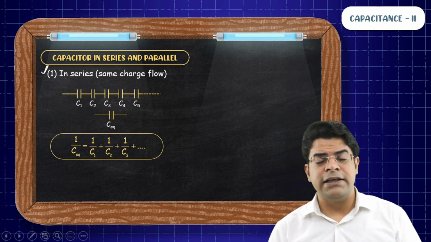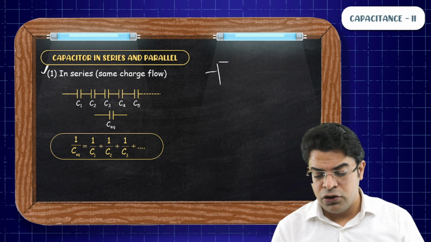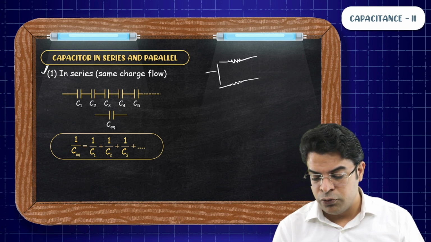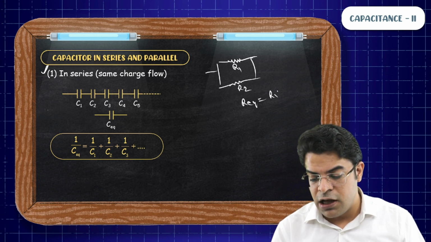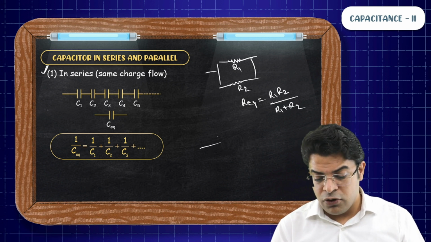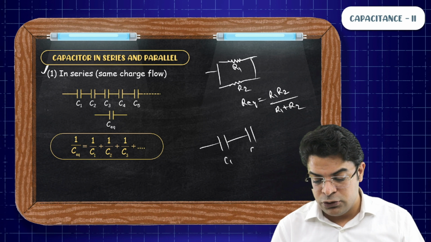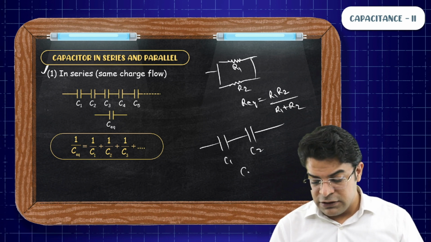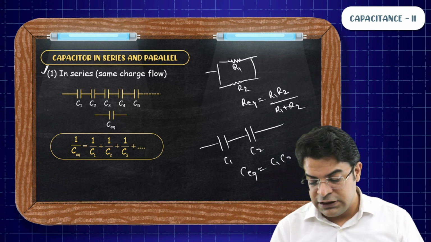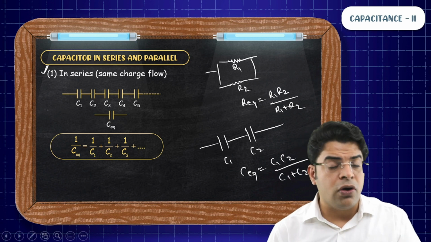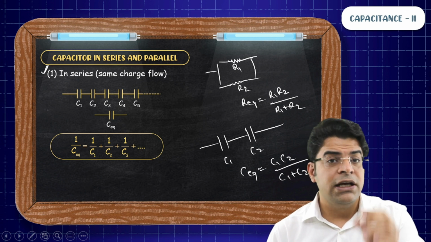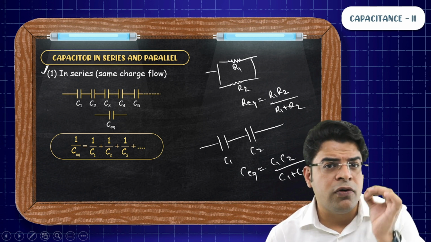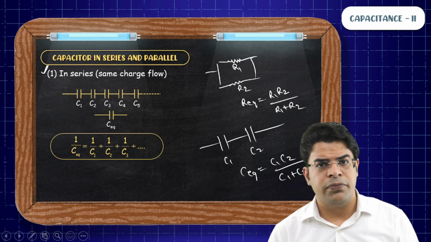And all the important points which we have learned about resistances in series and parallel work here as well. For example, I told you guys that if you have got two resistors R1 and R2 in parallel, then the R equivalent comes out to be R1 R2 by R1 plus R2. Similarly, if you have got two capacitors C1 and C2 in series, then the C equivalent is nothing but C1 C2 upon C1 plus C2, because the formula of finding the equivalent of the capacitors in series is the same as the formula for finding the resistances in parallel.